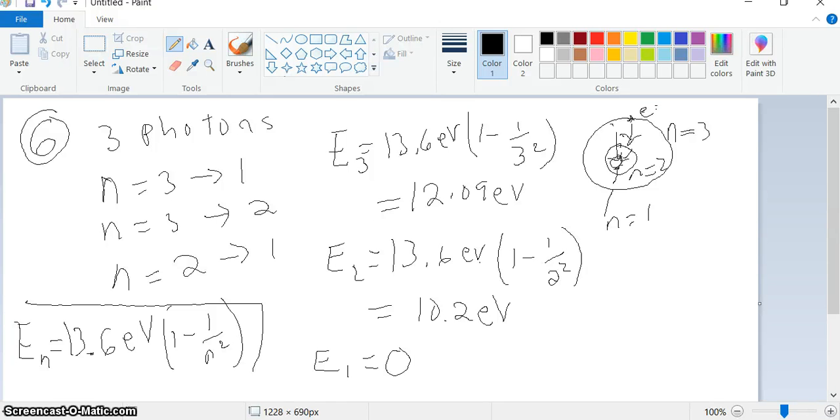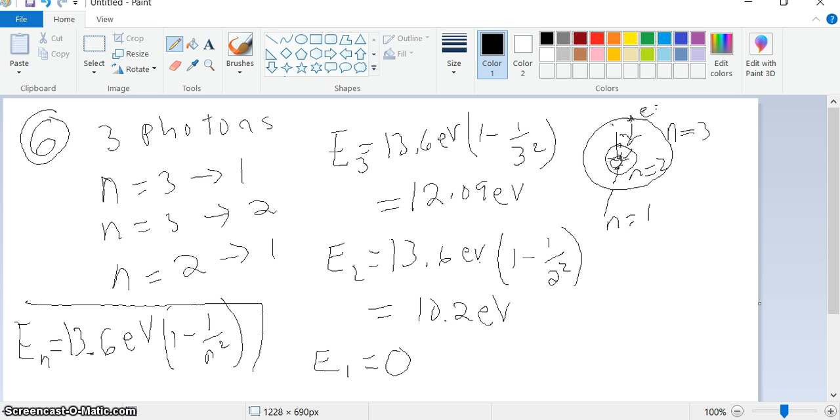All right, so we're going to do question number 6 now. It says, how many different photons from different frequencies or wavelengths, for that matter, can be emitted as a hydrogen atom in the third excited state, which is of course n equals 3, directly or indirectly goes to the ground state, and then it says what are the wavelengths.